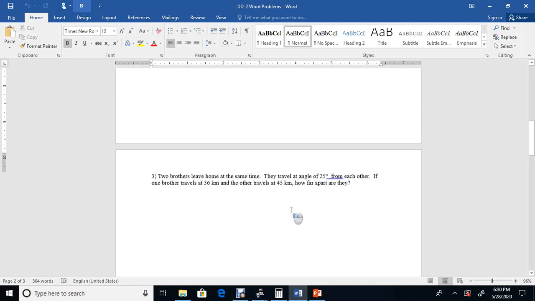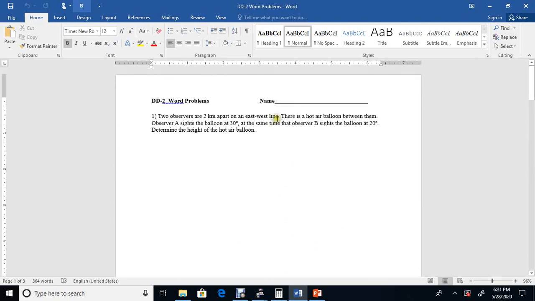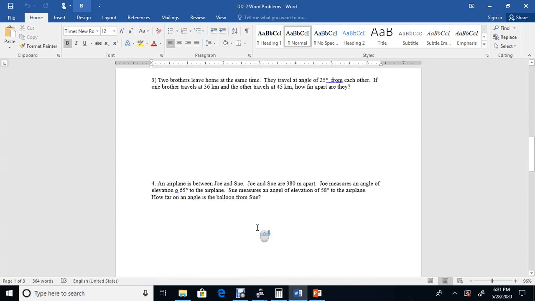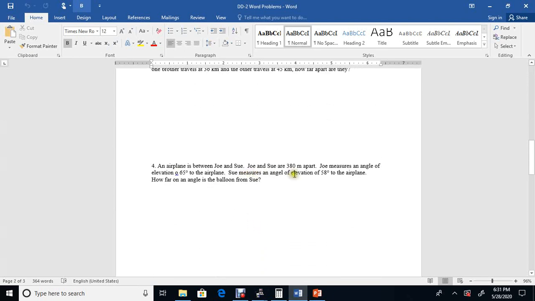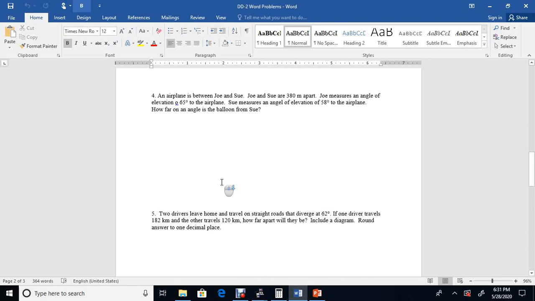Okay, this one's very similar to the two observers here with the hot air balloon question. But there is a difference. Sue measures an angle of elevation of 58 to the airplane. Okay, and the other person, Joe, measures 65. How far on an angle is Sue? So you only have to do one part. You don't have to find the height of the airplane. You just have to figure out how far on an angle Sue is away. So I'm sure you're probably just going to use the sine law there.